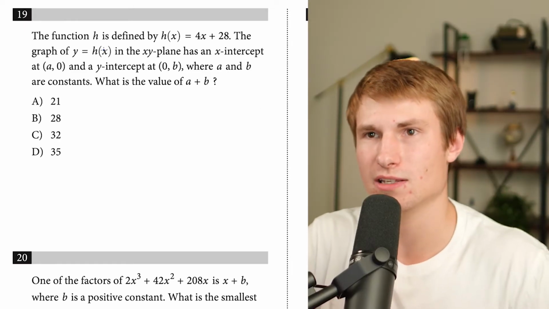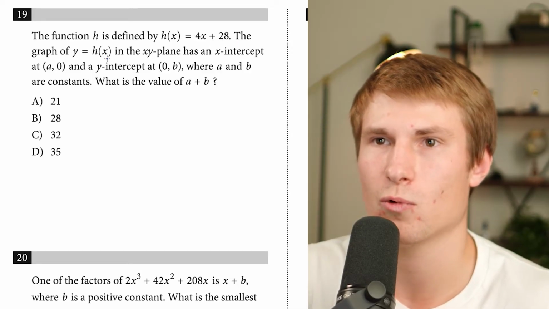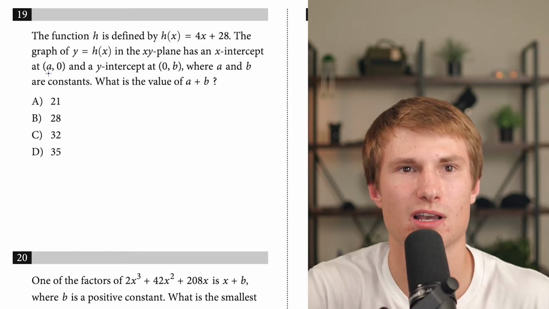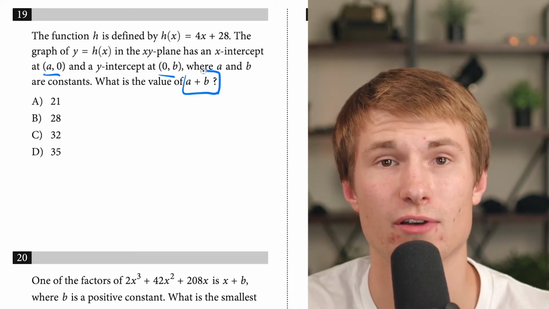All right, question number 19. The function h is defined by h of x is equal to 4x plus 28. The graph of y equals h of x in the xy plane has an x-intercept at (a, 0) and a y-intercept at (0, b), where a and b are constants. What's the value of a plus b?